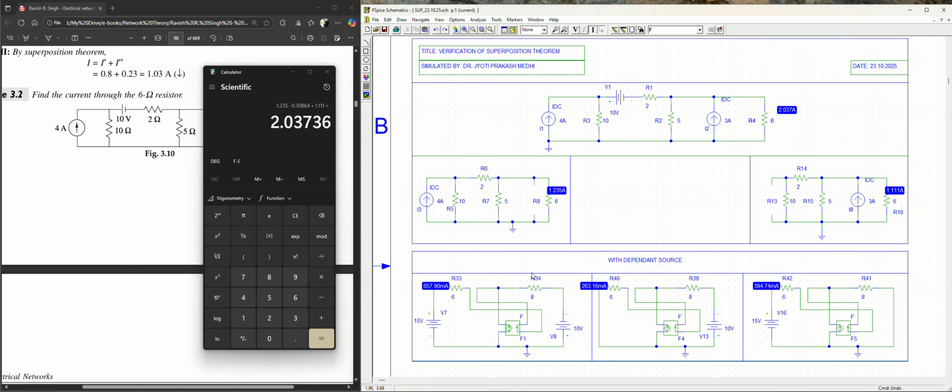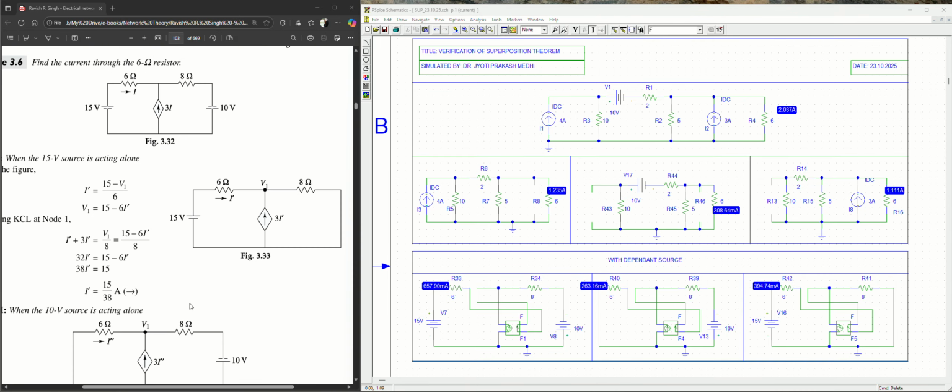Now let's check one circuit containing a dependent source. The dependent source circuit is this one, as you can see on the left hand side. It contains two independent sources, which are 15 volt and 10 volt, as you can see in the simulation on the right hand side. Let me first remove the values. Now this is a current dependent current source, which is a dependent source, and the dependent source cannot be removed by its internal resistance.